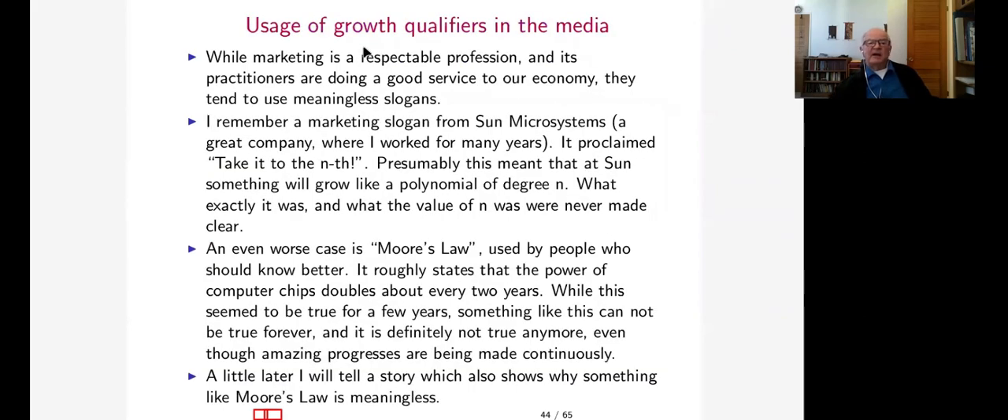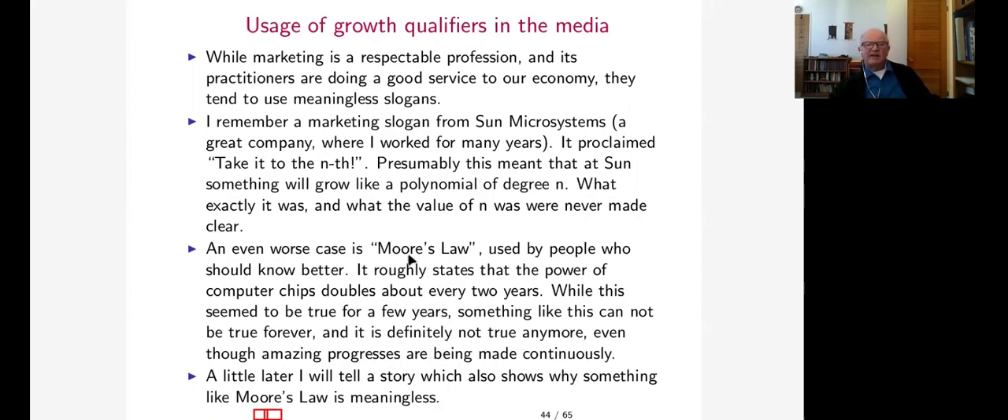And I have my little aside that marketing is a very respectable profession, but its practitioners are very prone to using these terms. And I have two stories. One, when I was working at Sun Microsystems, which, by the way, was a great company, the marketing people decided on this logo we had for a while: take it to the nth. To us engineers, it was very fuzzy. What do they mean, take it to the nth? Presumably, something at Sun will grow like a polynomial of degree n. And is this good or great, or what does this really say? That was never made clear.